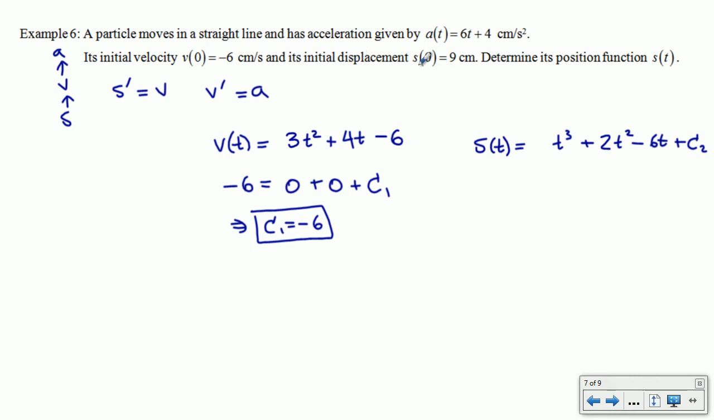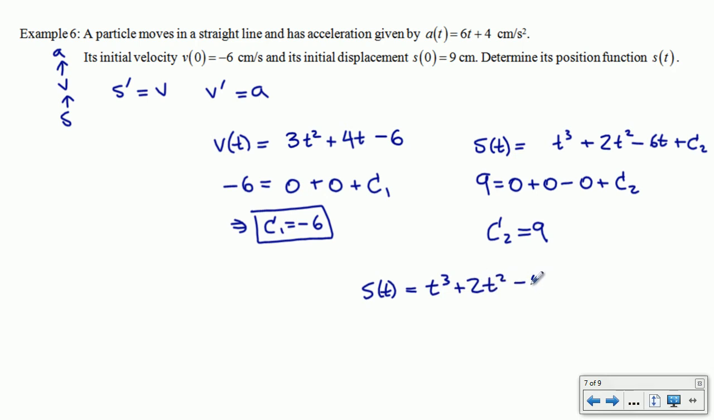So given that the initial displacement when time is 0 is 9 centimeters, if I put t equals 0 in for all of these t's, the displacement would be 9 centimeters. So 9 equals 0 plus 0 minus 0 plus c2. So c2 is 9. And finally, we can answer the question. The displacement function is going to be t cubed plus 2t squared minus 6t plus 9.